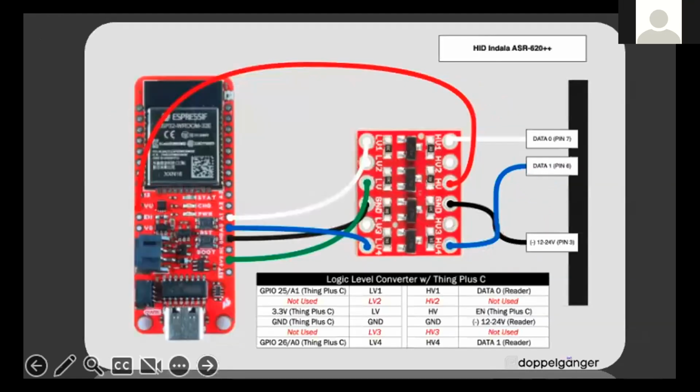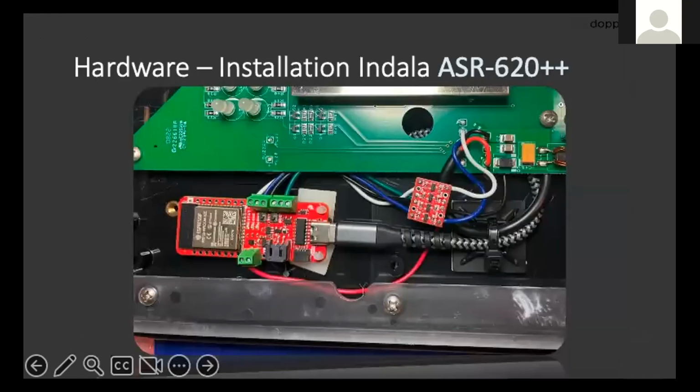And then finally, the Indala. For the Indala, you're going to need to use the Thing Plus C board, as you'll see here in the next photo. It's a much tighter space to work with, but it fits nicely. Here's the device installed inside the Indala reader. Again, super simple. You can either solder header pins on, or solder the wires directly to the board.